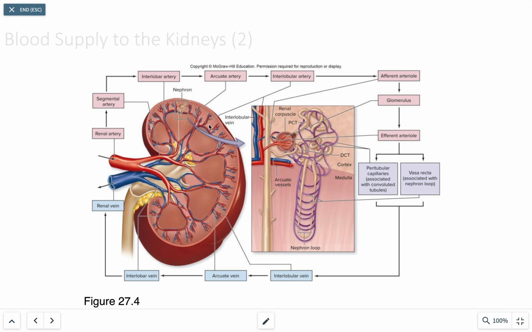And then once we get into the interlobar artery, so this picture is showing the transition of the interlobar artery from the medulla to the cortex, we come into the beginnings of an afferent arteriole. So the afferent arteriole is going to enter into a capillary network called a glomerulus.